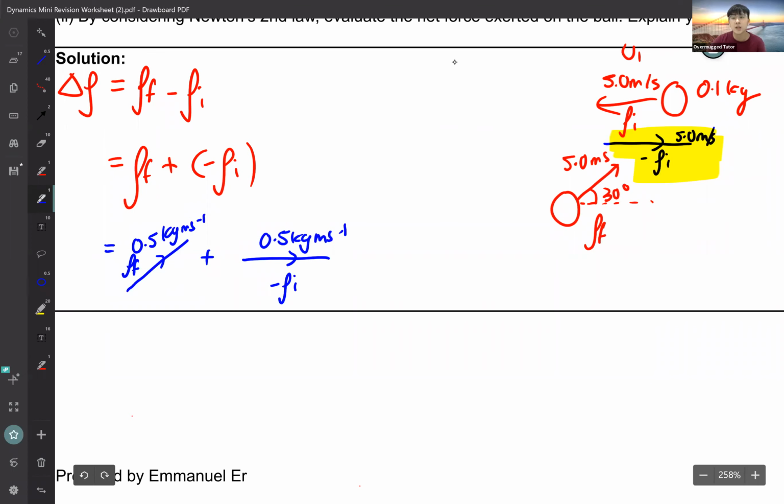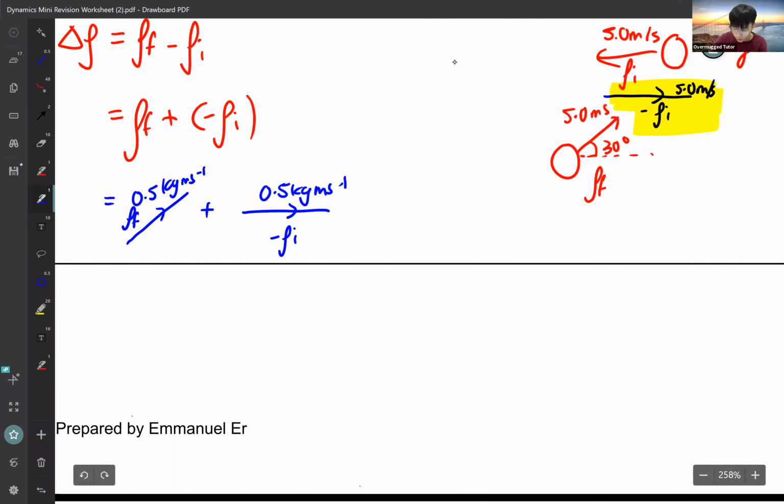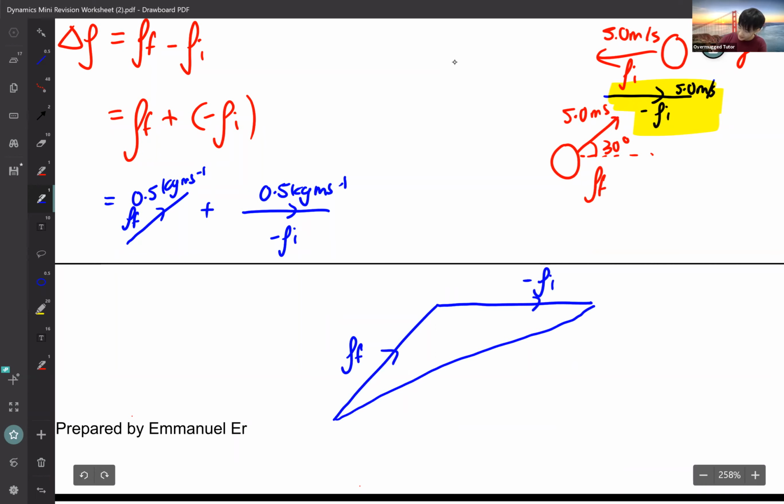And how do you add vectors? You have learned this all the way back in Sec 4, and also at the start of kinematics. Some of you learn it in measurements; a lot of schools actually put in the vector addition there. Now let's draw the following diagram. This is the final momentum. This is the negative of the initial momentum. And the change in momentum is this. You're adding p_F to the negative of p_I. This is the change in momentum.